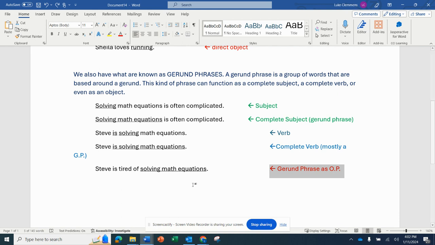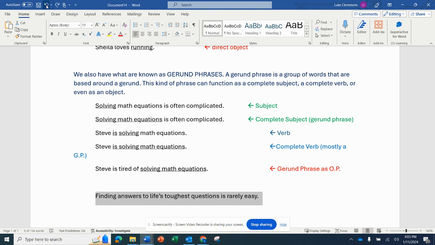Again, use the it test here. You'll notice how it just deletes the gerund phrase. Steve is tired of it. There you go. Steve is tired of it. Solving math equations gets deleted. So the gerund phrase solving math equations functions as the object of the preposition.